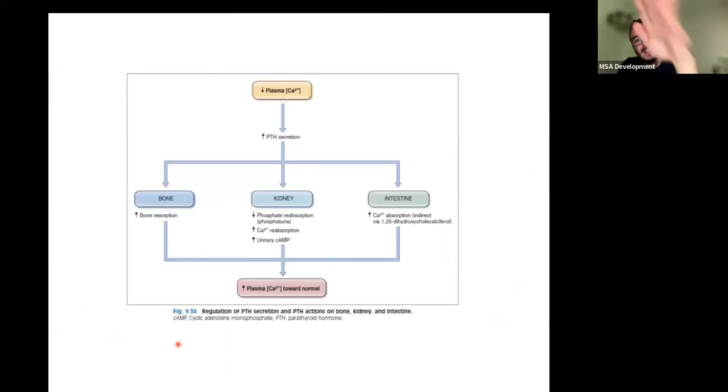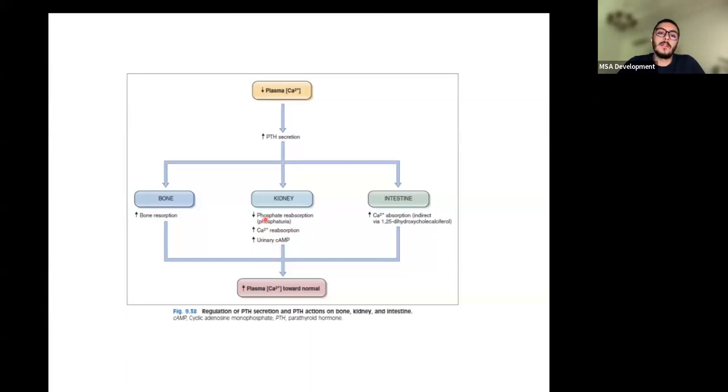Basically, this is the same exact figure I explained at the beginning, but I'm stressing it again with multiple slides just to make sure that you understood it. Low calcium levels will increase PTH secretion. Increased PTH secretion will have effects on the bones, kidneys, and intestines. On the kidneys, it will decrease phosphate reabsorption, increase calcium reabsorption, and activate vitamin D. It will also increase the cyclic AMP in urine.